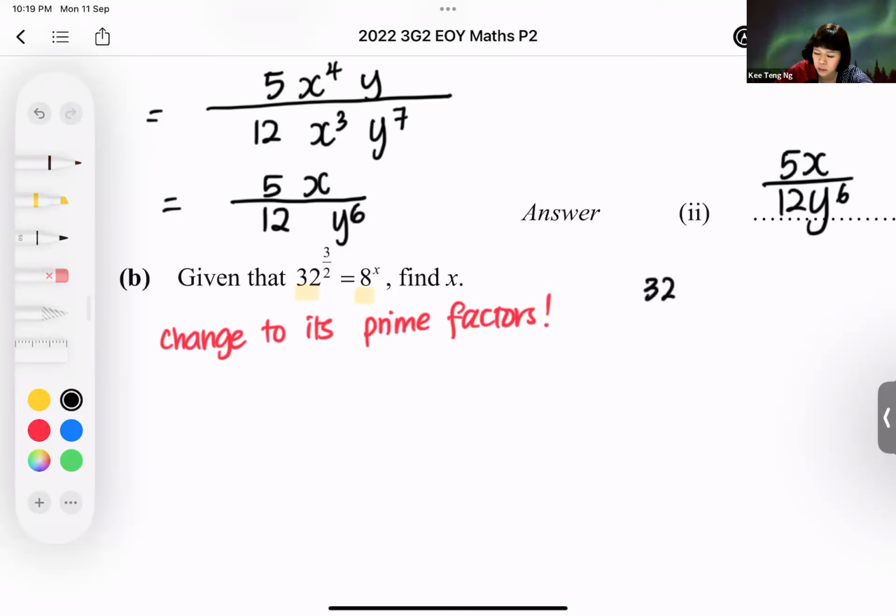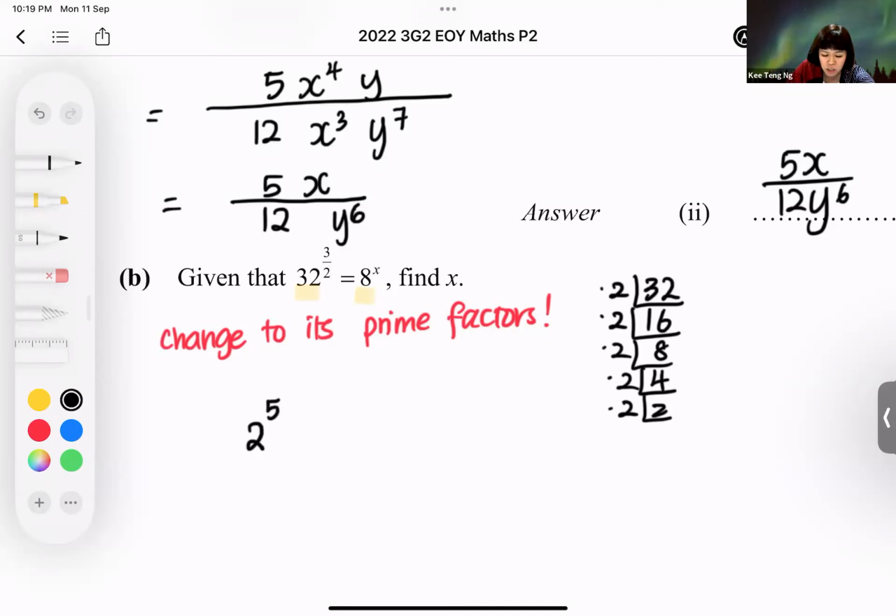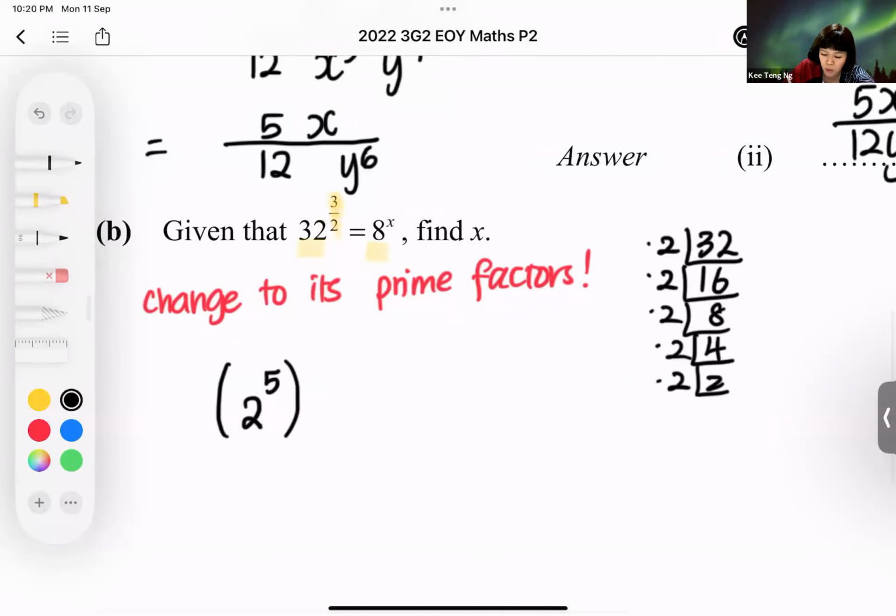So first step, let's take a look at 32 divided by 2, 16. 16 divided by 2 again, 8 divided by 2, 4 divided by 2, 2 divided by 2. So 32 is 2 to power 1, 2, 3, 4, 5. So 32 is 2 to power 5. I just changed the number 32 only, not forgetting outside what is its original power. Its original power is 3 over 2. So the power of 3 over 2 stays here. Don't let it disappear.